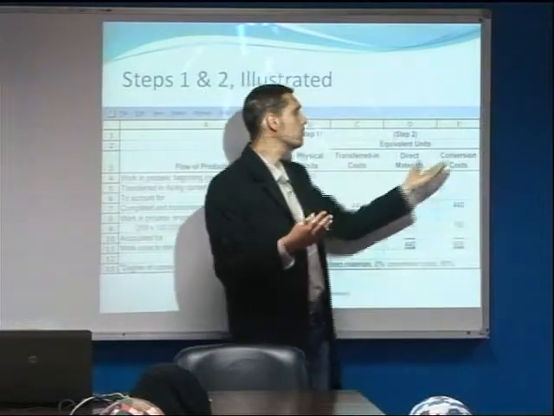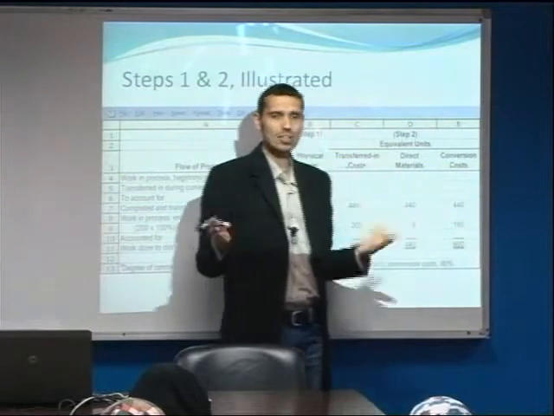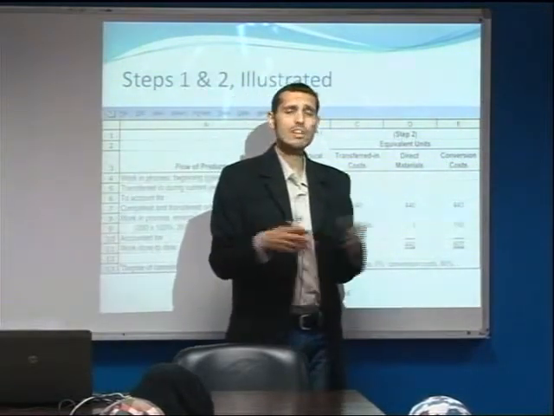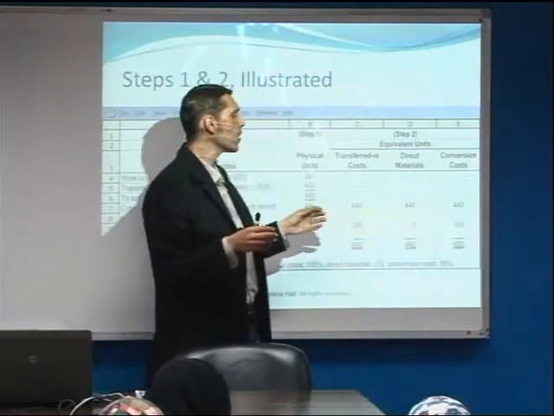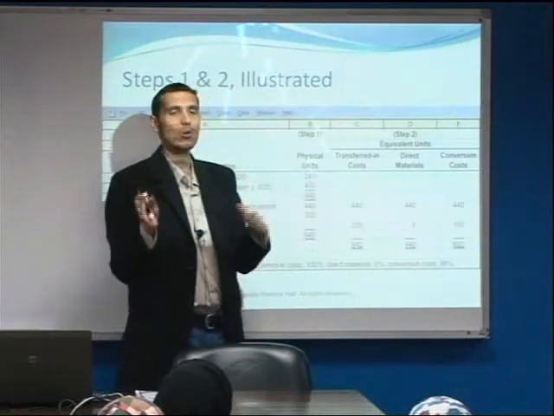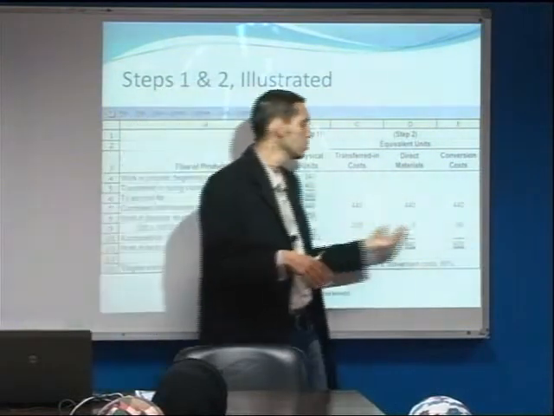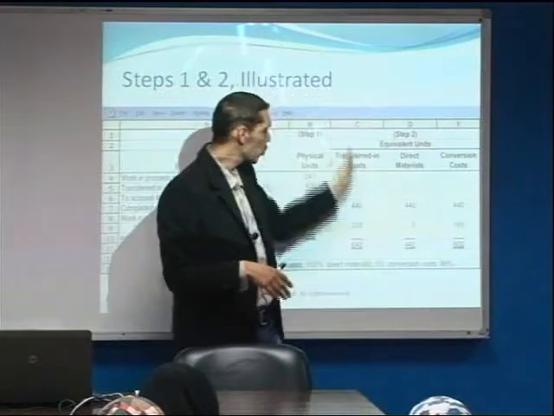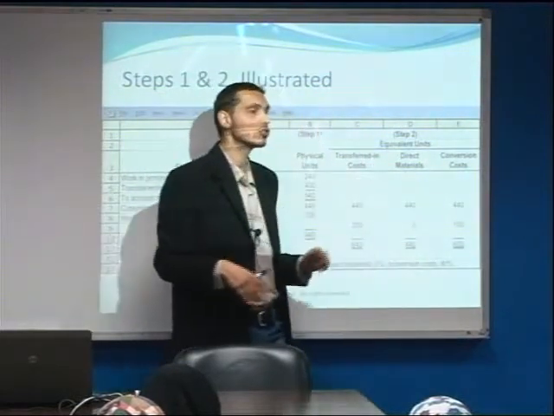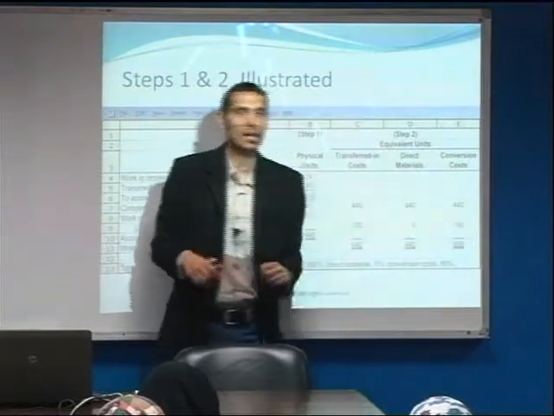On the other hand, the conversion costs are added evenly throughout the manufacturing process, and the percentage of completion of the 200 units was 80%. Therefore, 80% multiplied by 200 would be 160. Of course, adding up the equivalent units gives us the total equivalent units for each category separately.